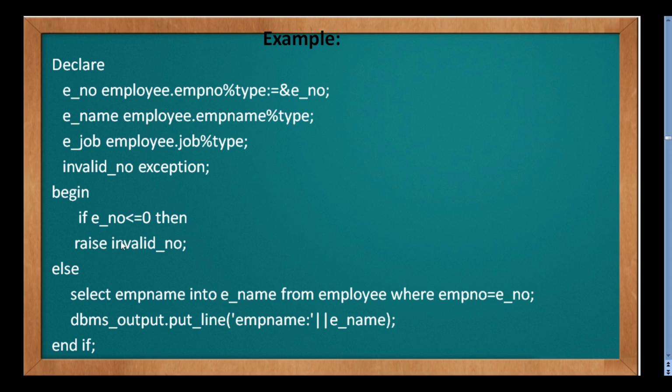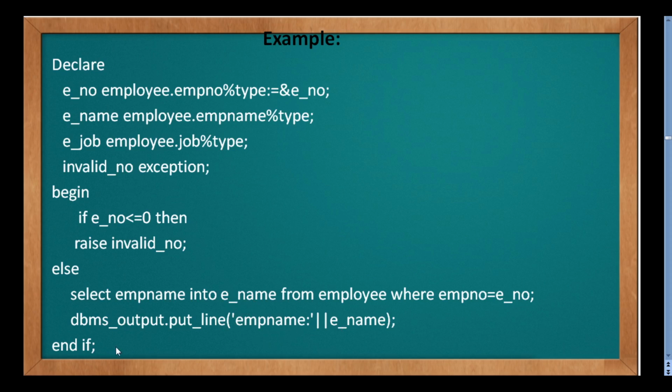So raise invalid number. What is our exception name? Invalid underscore number. You have to write it like this. If this condition is true, then it raises the exception invalid number. Then if the invalid number exception is raised, the controller automatically goes to the exception section. Else, you print out the name of the employee here, EMP only. It's a typing mistake. So just print out the name of the employee here only.